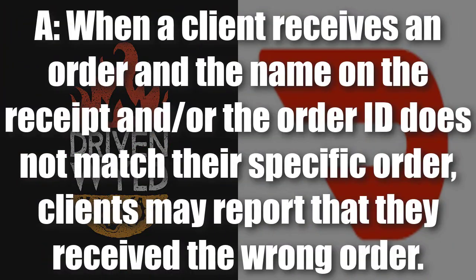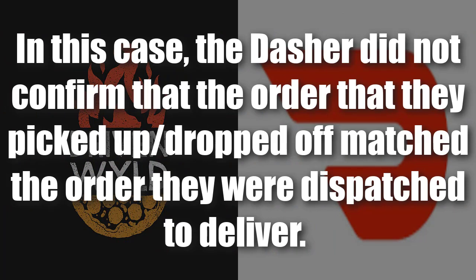How does this work? When a client receives an order and the name on the receipt and the order does not match their specific order, clients may report that they received the wrong order. In this case, the Dasher did not confirm that the order that they picked up and dropped off matched the order they were dispatched to deliver. So let's say a merchant had 2 Georges or 2 Johns or whatever, and they handed you the wrong John.